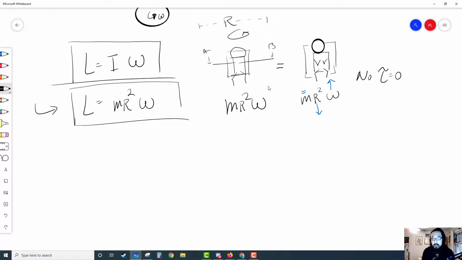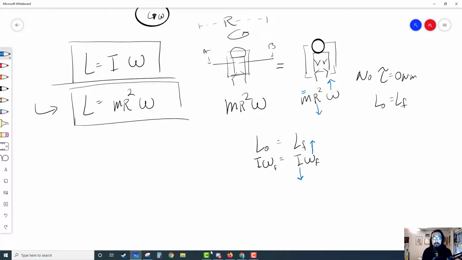Because there were no outside torques, your angular momentum must be conserved. So your momentum initial and your momentum final must be the same. This is a big, big idea. So we can say that L initial is equal to L final, and we know this because I omega initial is equal to I omega final. So when you brought your arms in, you spun faster, so omega went up, and in order for you to spin faster, your rotational inertia went down, because you reduced your radius.